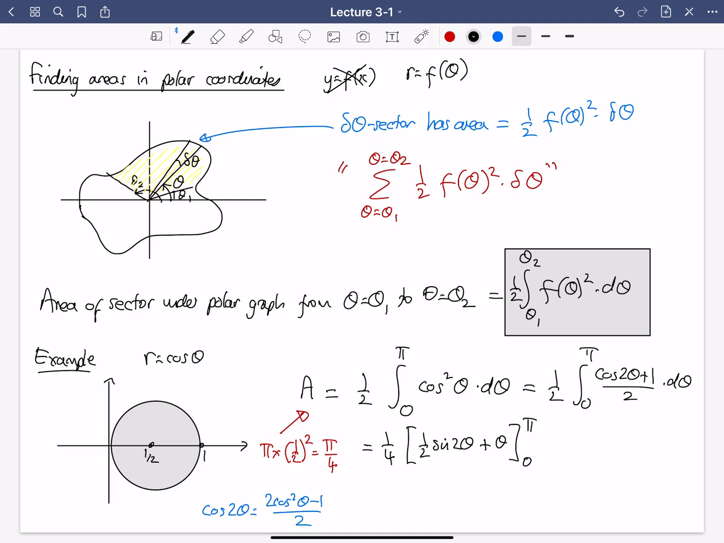Now, when you plug in 0 or pi into the sine, you just get 0. So we're really just evaluating the theta between 0 and pi, and so we get pi, and the quarter gives us pi by 4. And that is indeed the answer that we were expecting. So it appears the method works.